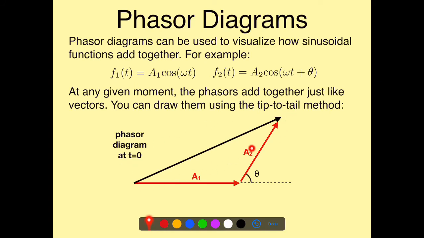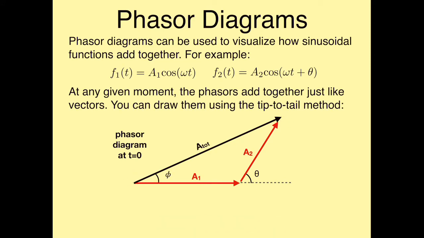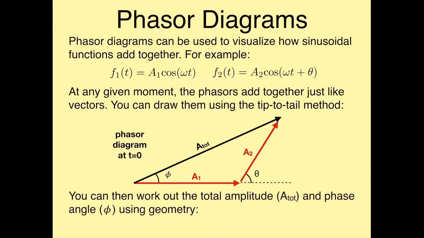The total amplitude when I add these two phasors together is shown here. This arrow goes from the tail of the first phasor to the tip of the last phasor, and we call the length of this A total, for the total amplitude. We'll also notice that between the first phasor and the total phasor, there's a certain angle phi. So we have two things we might want to solve for: the total amplitude A total and that phase angle phi. And we can work that out using what we know about geometry.